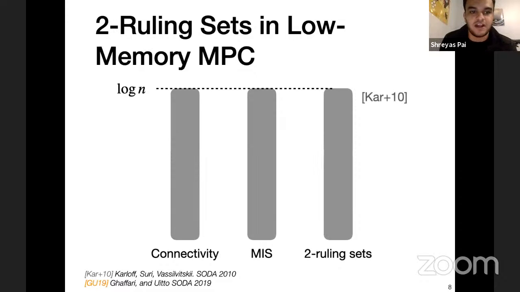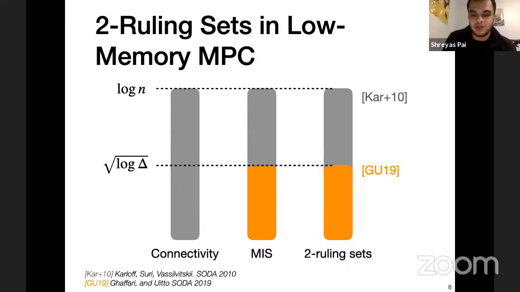And the reason I've put connectivity here is that it is widely believed in this model that log n is the correct complexity for connectivity. But we do not know any unconditional lower bounds yet. In fact, the best lower bounds known for connectivity are only constant.